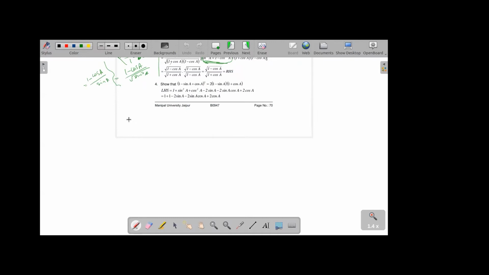Here, number 4. I'm going to solve question number 4 now. So it says prove that (1 minus sin a plus cos a) whole square equals 2 multiplied by (1 minus sin a) multiplied by (1 plus cos a). As it is a prove-that question, we always have to start from either LHS or RHS. In this case again I am going with LHS.